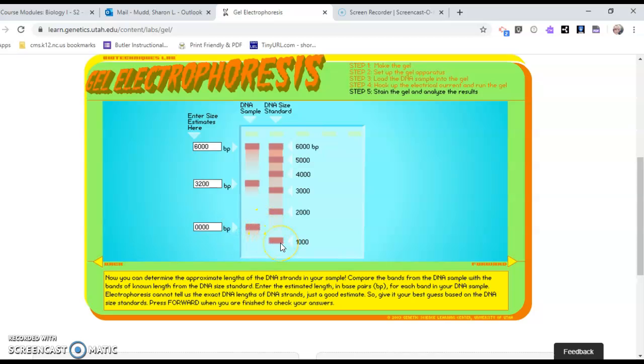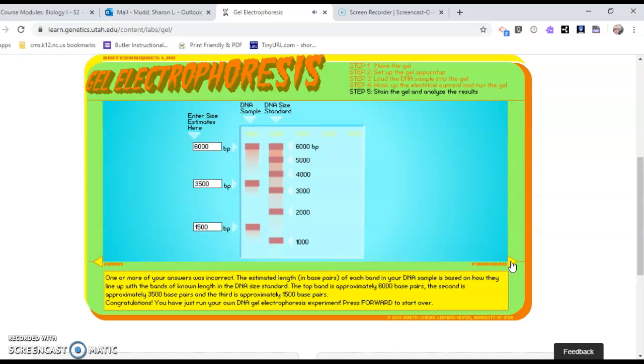And then look at this one. Here's 1,000. Here's 2,000. So wonder what this one would be. So I was close, but not completely right. So make sure you fill those in on question number 9.